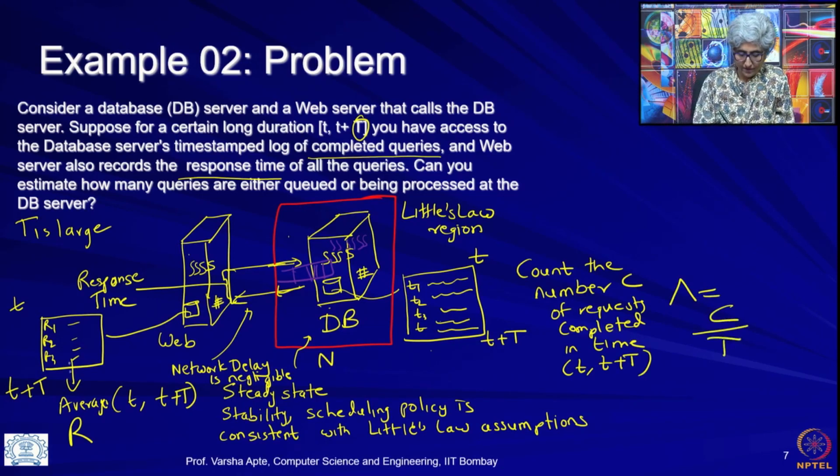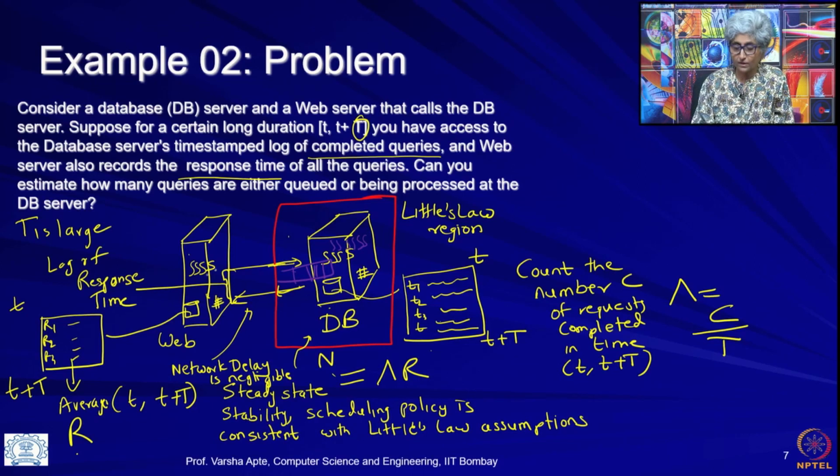Okay. So we can find the average response time from the response time log, and we can find the throughput from the database server's completed queries log. So that is it, we have lambda, we have R. So N will be lambda R. Yes, we can estimate, but we have to make some assumptions: that requests are not disappearing somewhere, and that requests do not spawn. All those little assumptions, of course, we are implicitly making.